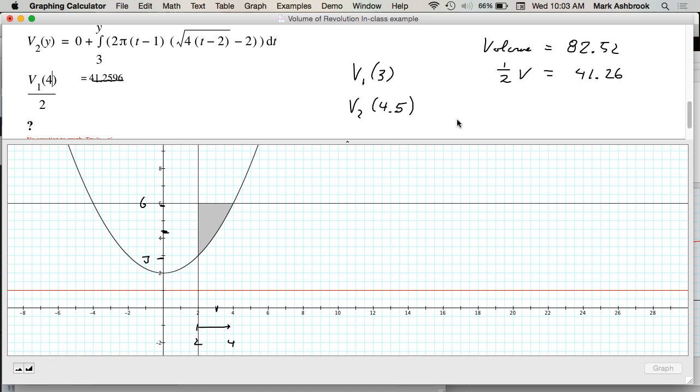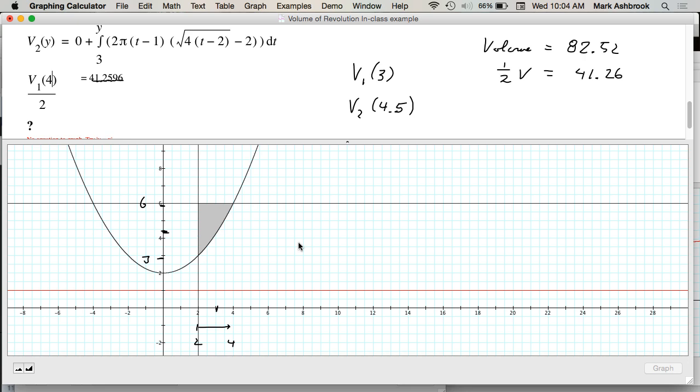Okay, what about V2 of 4.5? So thinking about the volume accumulating from the bottom up, when we get to 4.5, is that going to be? That will be less than. You should say that's less.